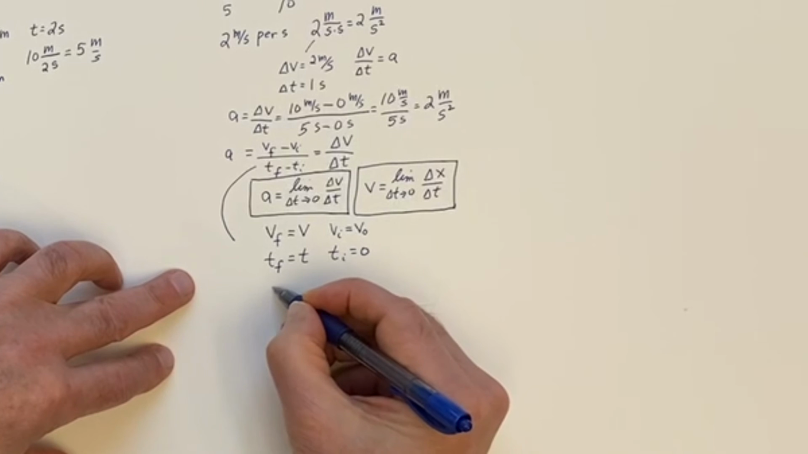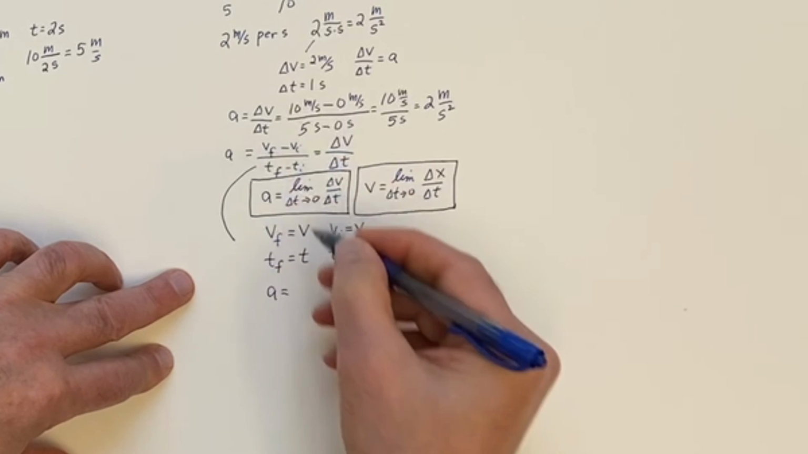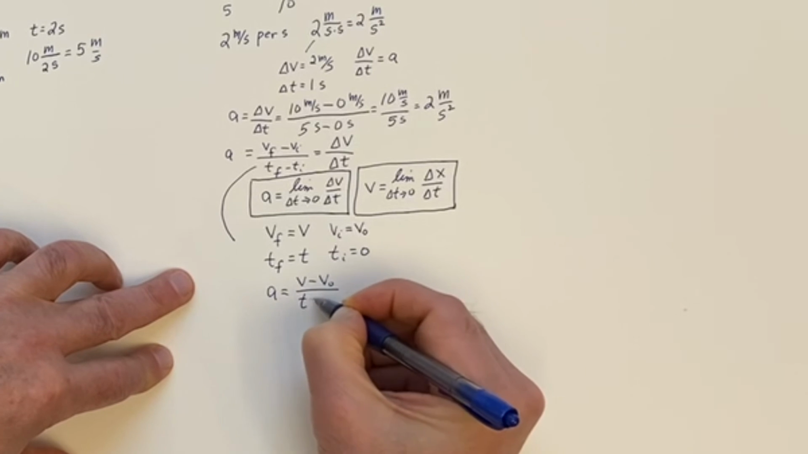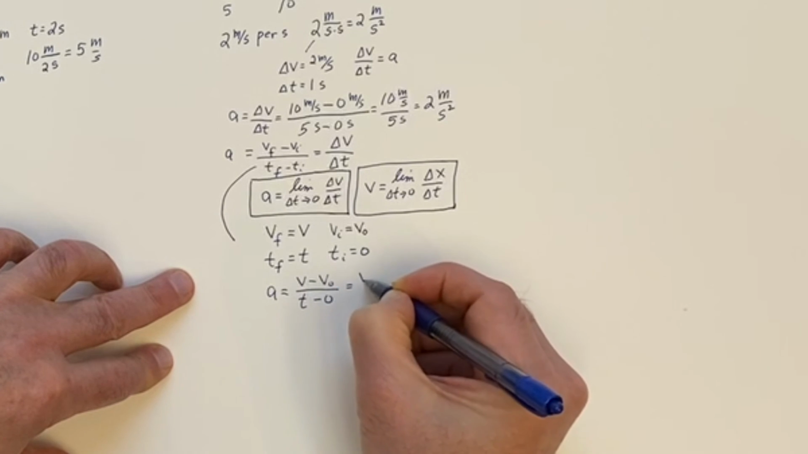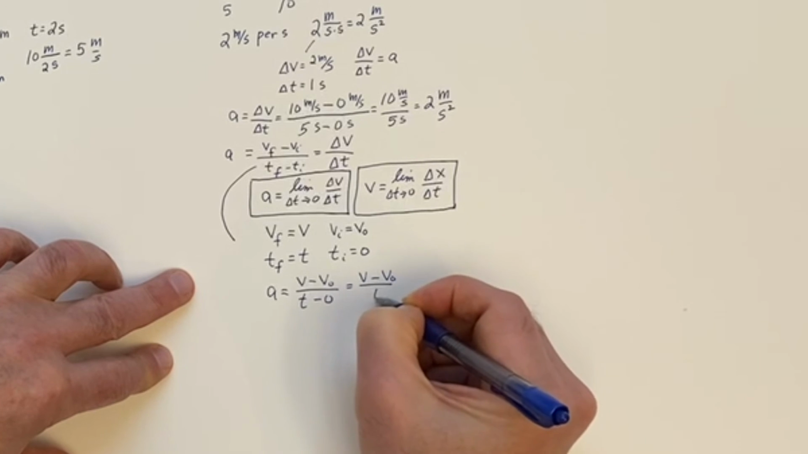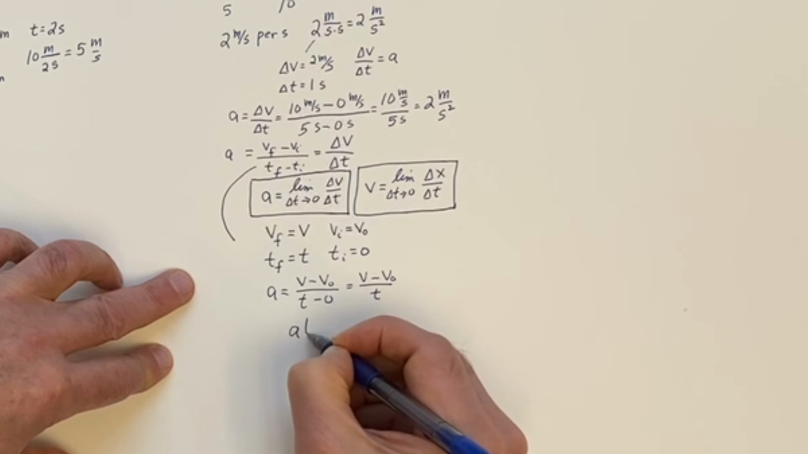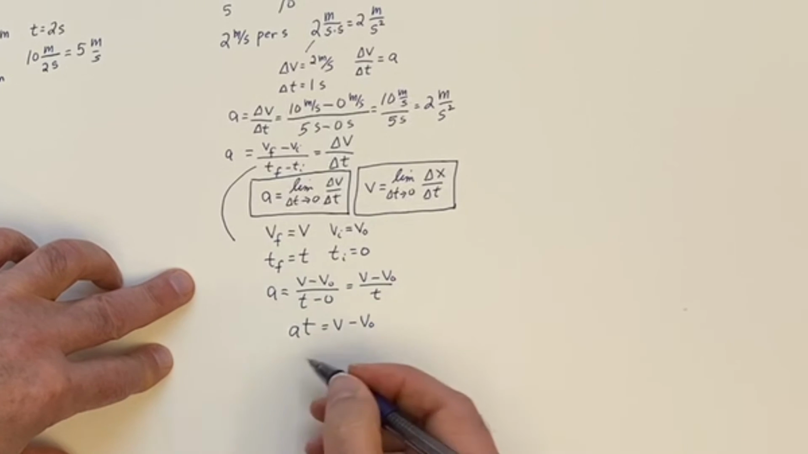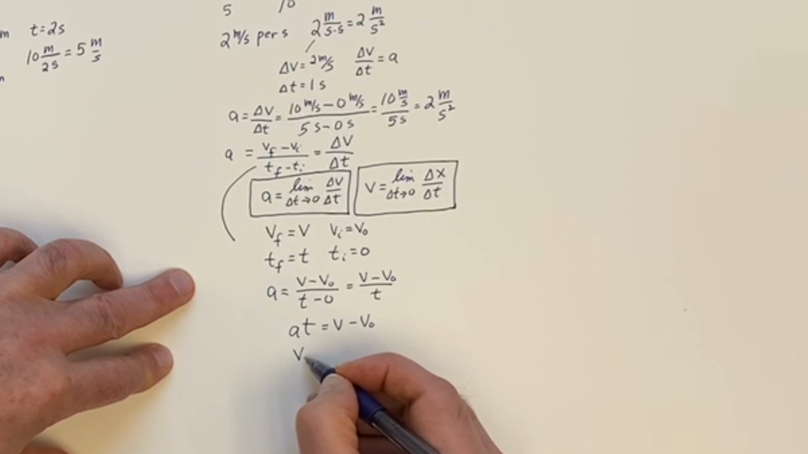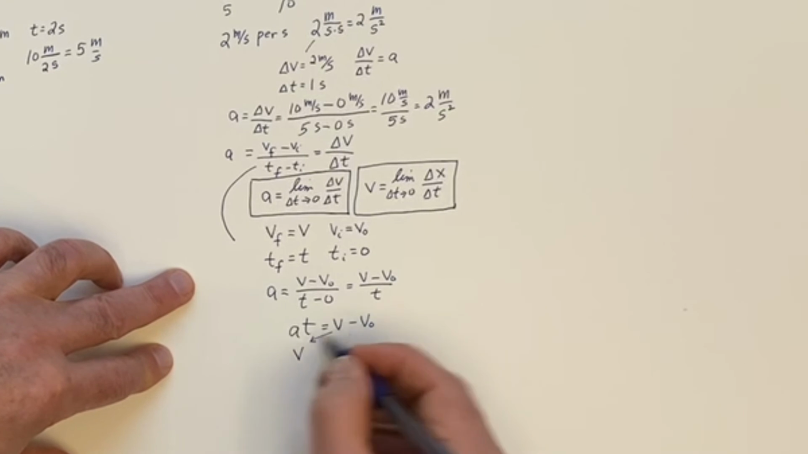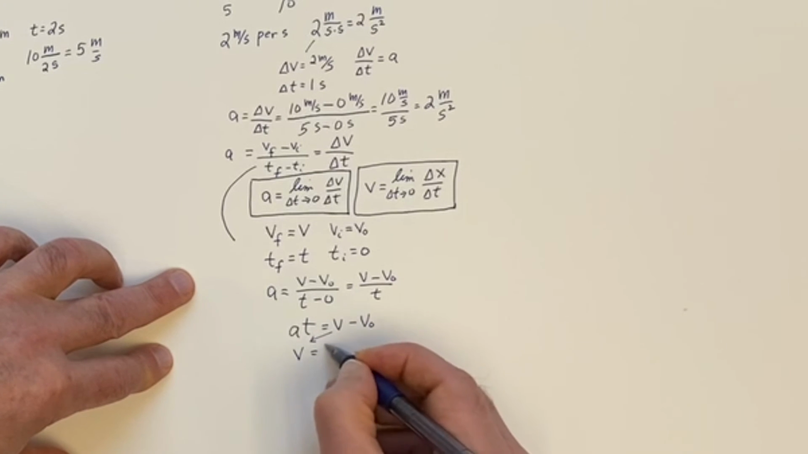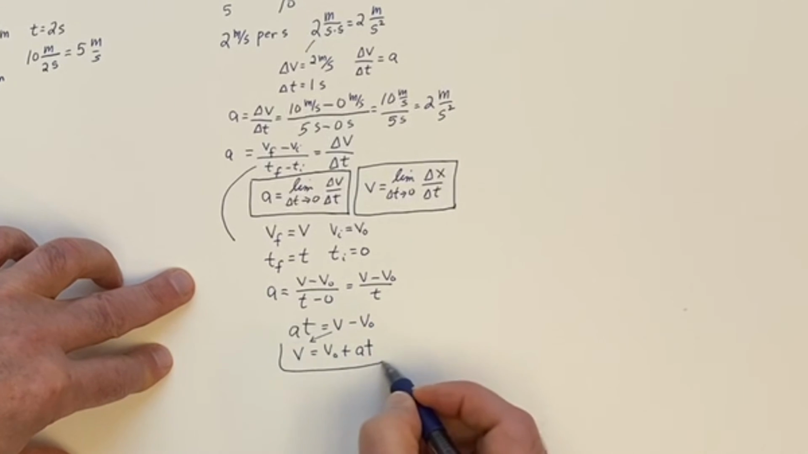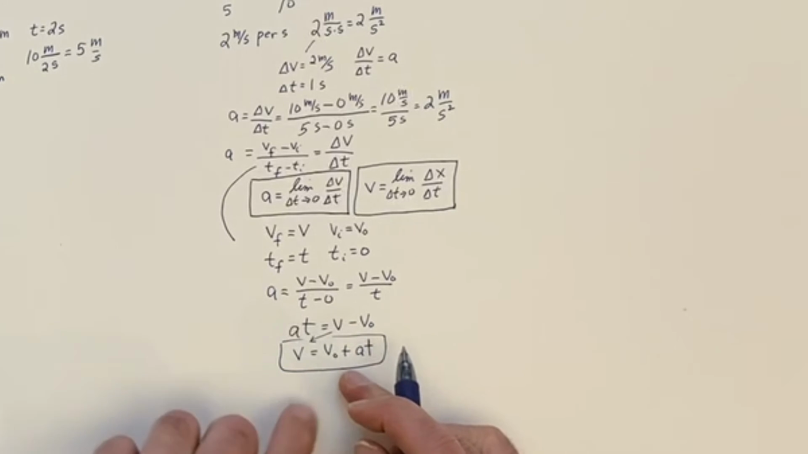So when we do that, the acceleration here is v minus v naught over t minus 0, which is v minus v naught over t. And then we can write that as a times t is v minus v naught, and then adding the v naught to each side of the equation, we'll write the v on the left: v equals v naught plus a t. A very, very important basic equation in kinematics.